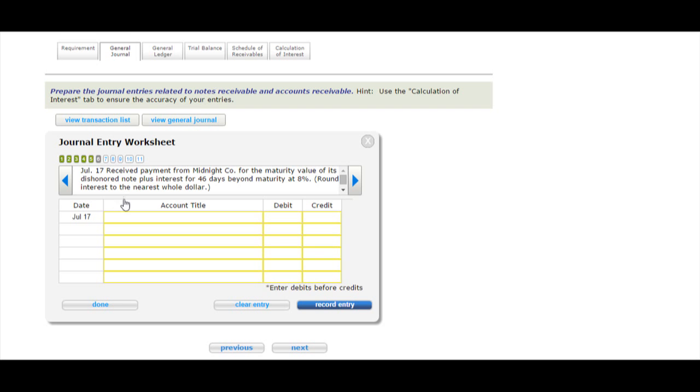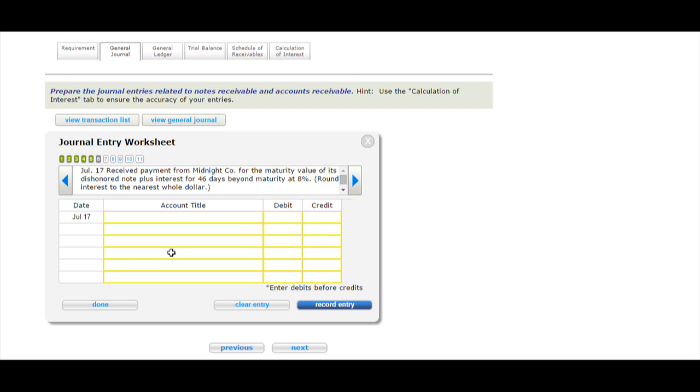On July 17th, receive payment from Midnight Company for the maturity value of its dishonored note, plus interest for 46 days beyond maturity at 8%. On July 16th, Midnight Company decides to pay up. Companies collect interest from the day that the note was dishonored. In this case, they tell you it's 46 days. And they collect interest on the maturity value plus the interest that had already accrued.